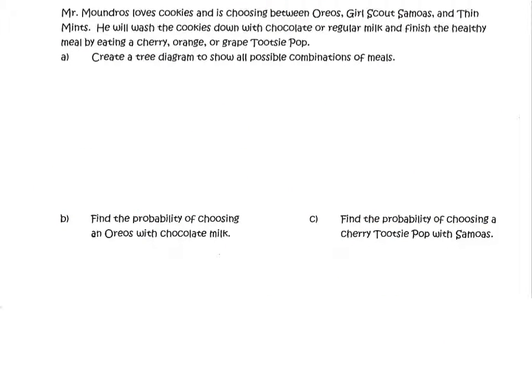So let's see how we can use tree diagrams. Mr. Mundros loves cookies and is choosing between Oreos, Girl Scout Samoas, and Thin Mints. He will wash the cookies down with chocolate or regular milk and finish the healthy meal by eating a cherry, orange, or grape Tootsie Pop. Create a tree diagram to show all the possible combinations of meals. So he could have an Oreo, a Samoa, or a Thin Mint. He could wash it down with chocolate or regular milk.